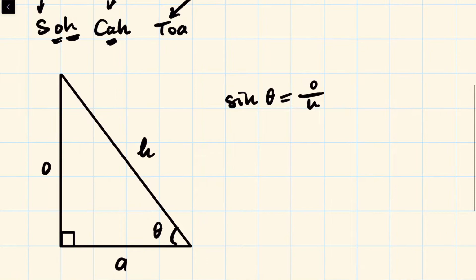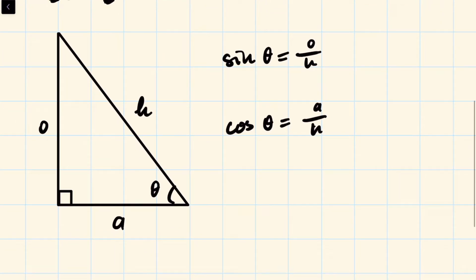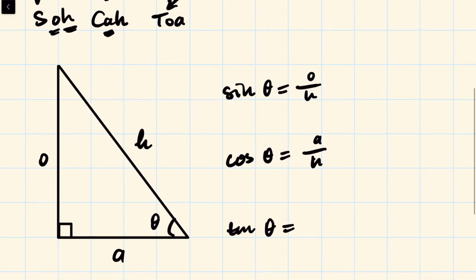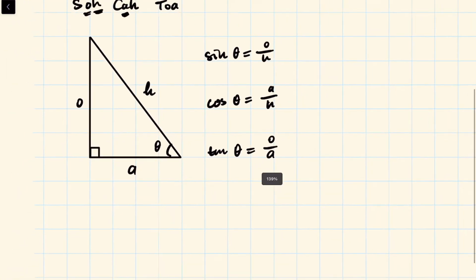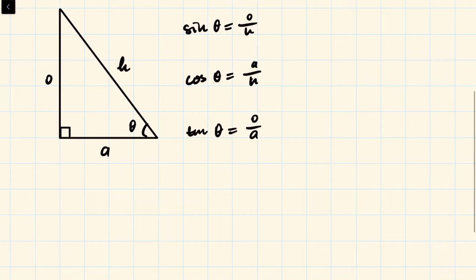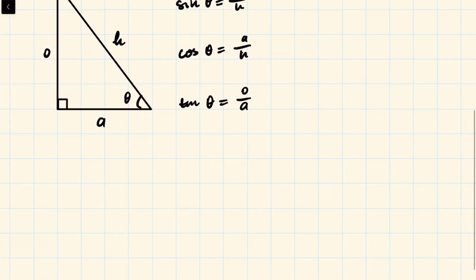Similarly, cosine is adjacent over hypotenuse. Tangent of theta is opposite over adjacent. Sometimes I forget this too. And the SOHCAHTOA comes in handy there. Right. So let's start solving some triangles with this.